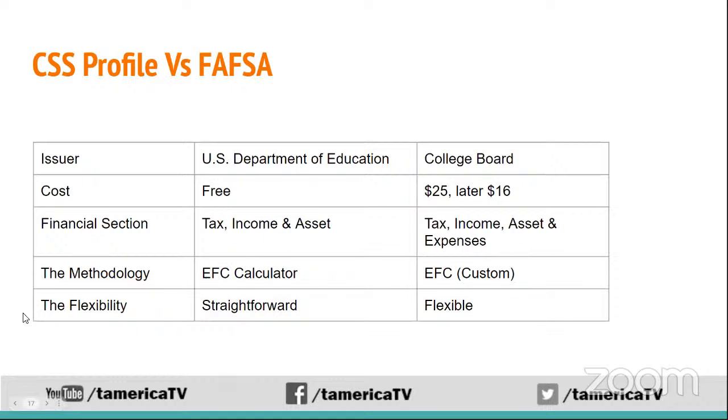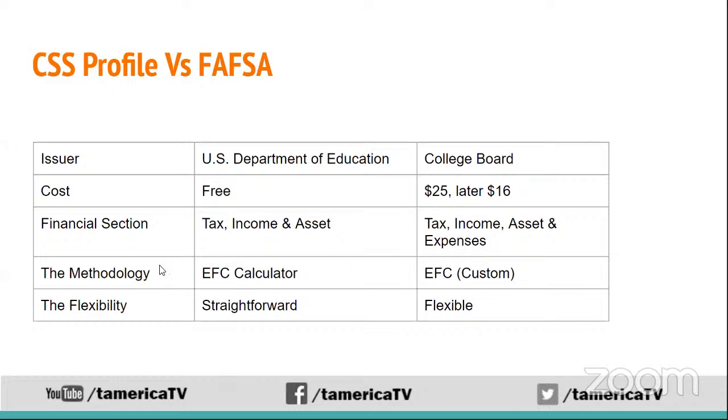circumstances. So the methodology is they are purely going with the EFC calculator that I mentioned in the last webinar. So you have the calculator, even before you fill up the FAFSA, you can use that calculator to come up with an idea of how much your expected family contribution is going to be. And based on that, you can figure out whether you're going to get the scholarship or not. Whereas with College Board, they have some sort of custom calculator. So basically you have to wait, and they will come back to you on whether you're going to get it, and if you're going to get it, how much.